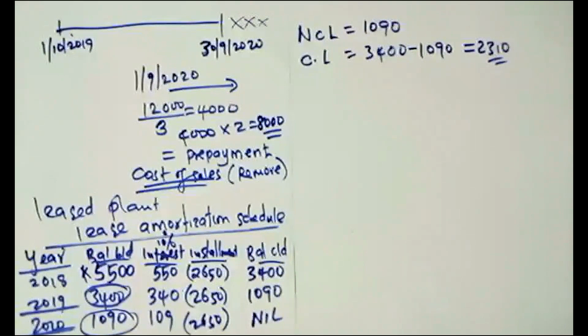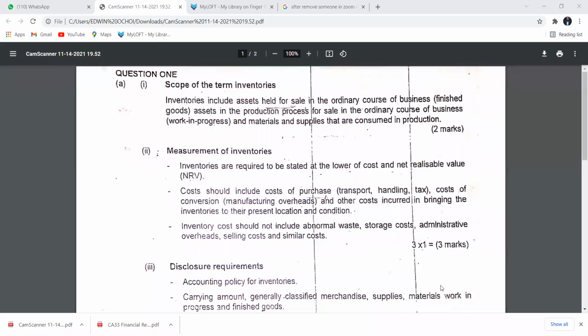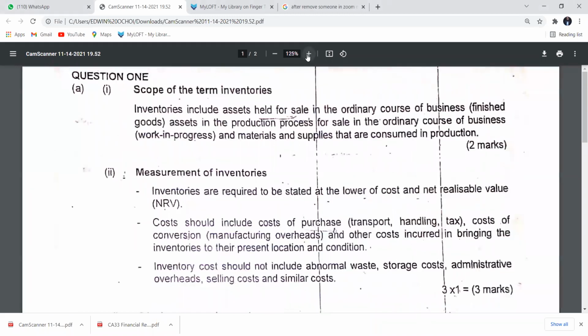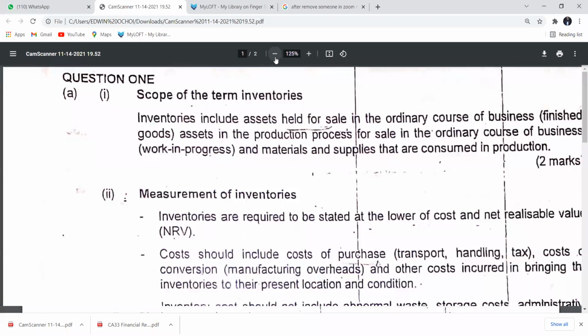So under the inventory, there are these notes I shared. Scope of the term inventory. Inventory includes assets held for sale in the ordinary course of the business, that is finished goods. Remember that the inventory includes the assets held for sale, the finished goods, assets in the production process, for sale in ordinary course of the business, which is work in progress, and the material and supplies that are consumed in production. So measurement of inventory, I've said it's measured using International Accounting Standards 2.